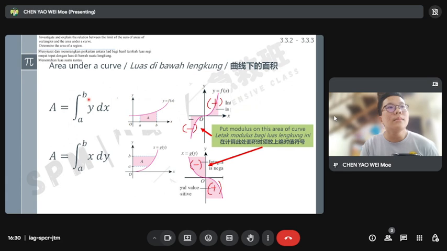Okay, A to B, because A to P is here, right? And then because here is a y curve, there's a curve y equal to f(x). So obviously, because here touches the y, I can say this is the y. So the x is the same thing. Here, if I want to find this one.